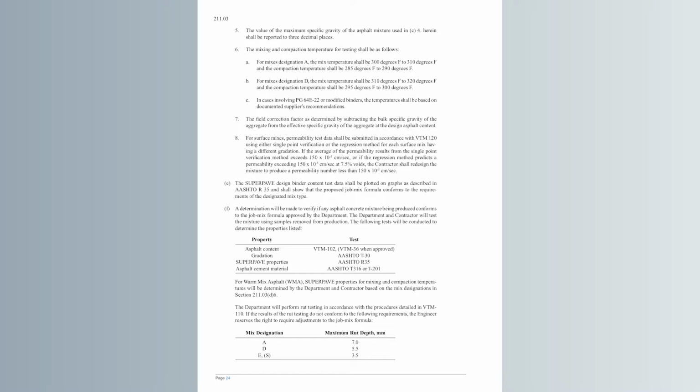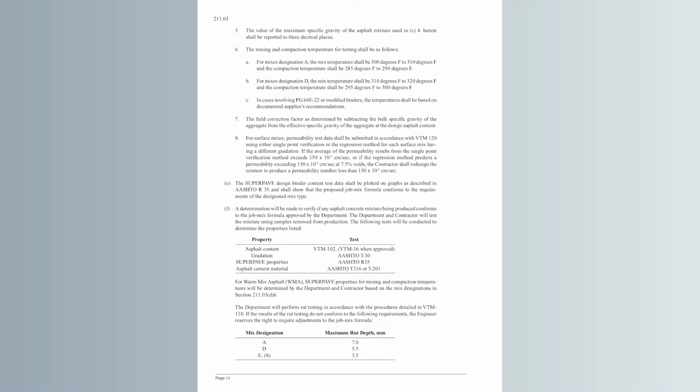It's important to know that these are for your mixes designated A and D. It is not what type of binder you put into your mix. It is for your actual mix designation that's in your contract. For any of your E mixes or mixes that call for a PG64E-22, your temperatures are based on your supplier's recommendations. Number 7 talks about your field correction factor.